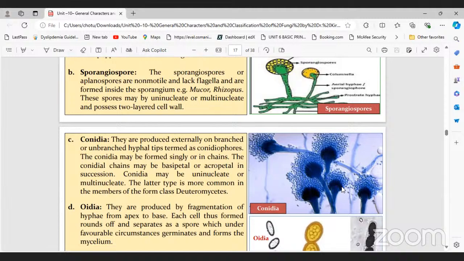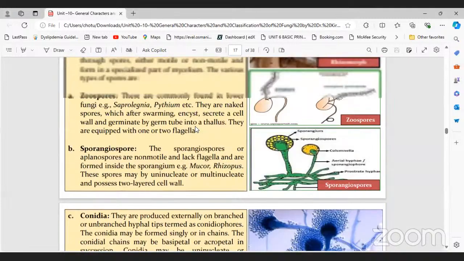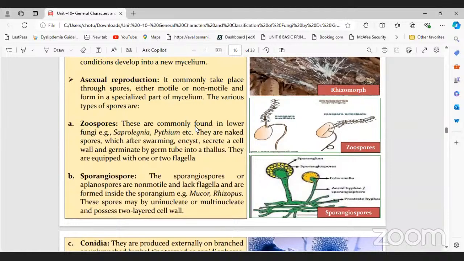Sporangiospores may be motile or non-motile, and the motile sporangiospores are called zoospores. Zoospores are provided with one or two flagella. Listen carefully: zoospores have one or two flagella. The non-motile sporangiospores are called aplanospores, and they lack flagella.